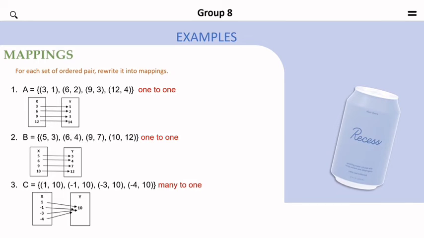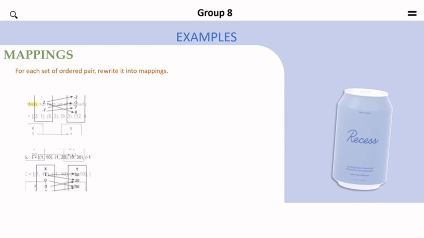Number 2 is 1 to 1. The x is 5, 6, 9, and 10, while the y is 3, 4, 7, and 12. Number 3 is many to 1. The x is 1 and -1, -3, and -4, while the y is 10.